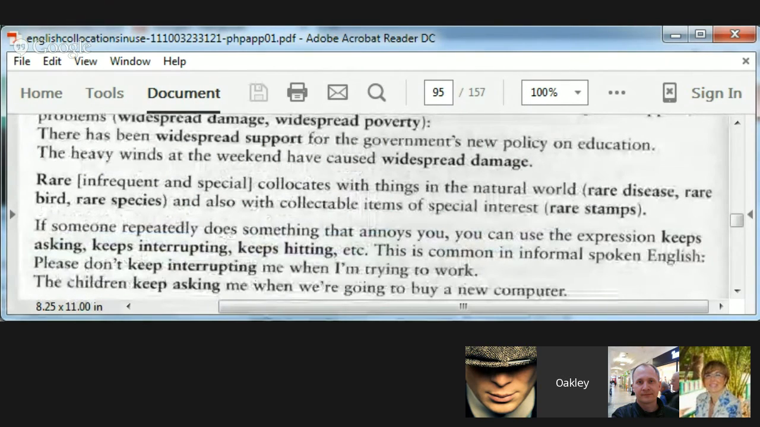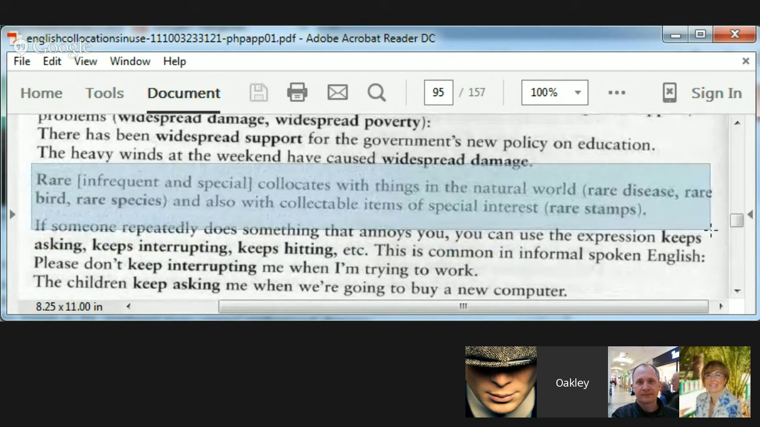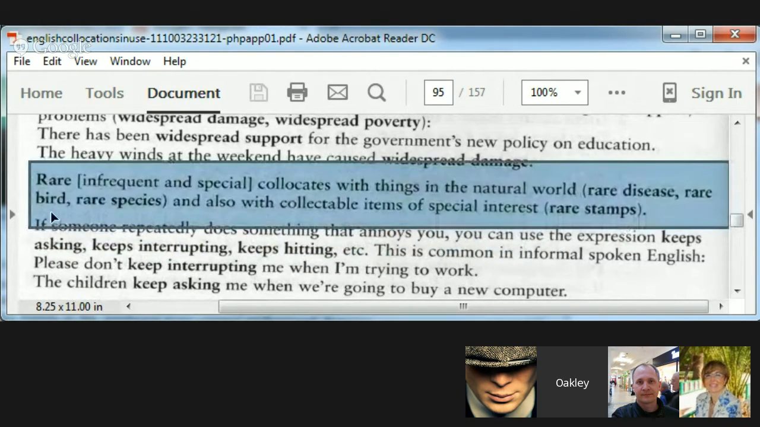Okay, there you go. Ivan, can you read this whole section here about rare? Rare: infrequent and special. Collocates with things in the natural world: rare disease, rare bird, rare species, and also with collectible items of special interest: rare stamps, rare coins. Definitely.